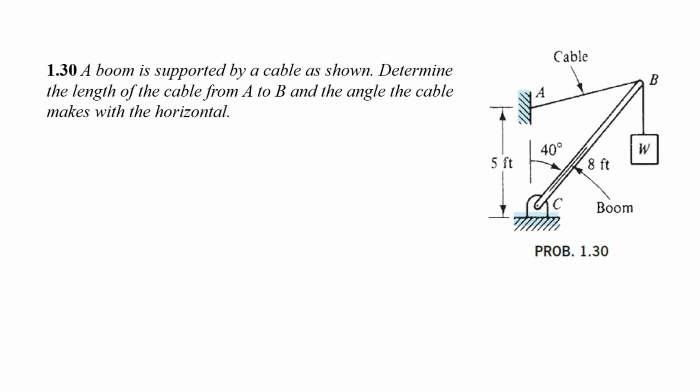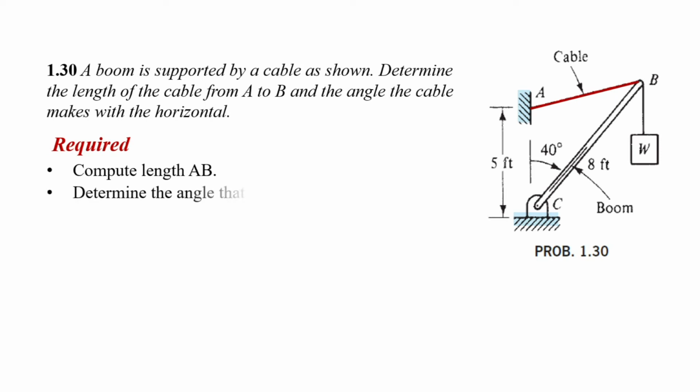Alright, next problem is a little bit different. We have a boom supported by a pin on one side and then a cable on the other. And we're asked to compute the length of the cable and the angle the cable makes with the horizontal. So first we need to compute length AB and to determine the angle AB makes with the horizontal.